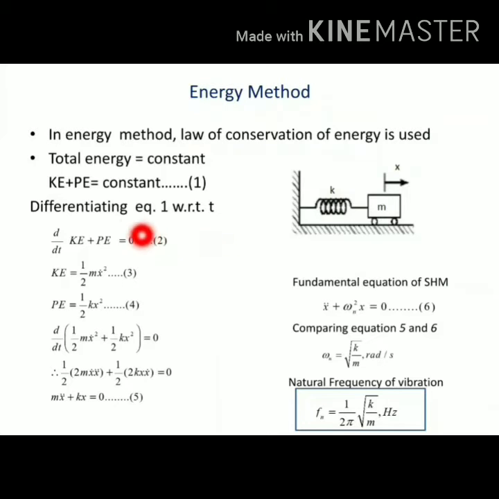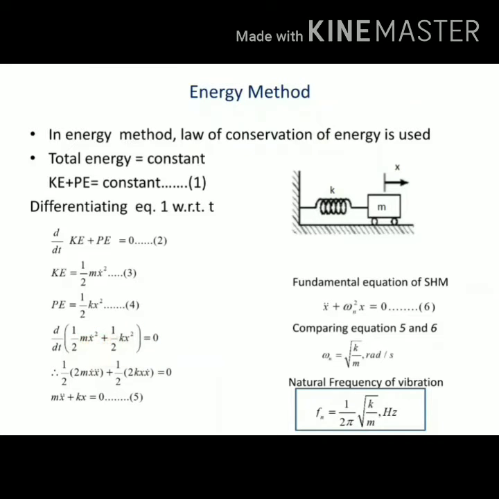So differentiating equation 1 with respect to t, we get d by dt of kinetic energy plus potential energy is equal to 0. We know that kinetic energy is equal to half m x dot square. x dot is velocity. We know that potential energy is half kx square, where k is the stiffness of spring. Put the values of kinetic energy and potential energy in equation 2. So we get equation 2, d by dt of half m x dot square plus half kx square is equal to 0.